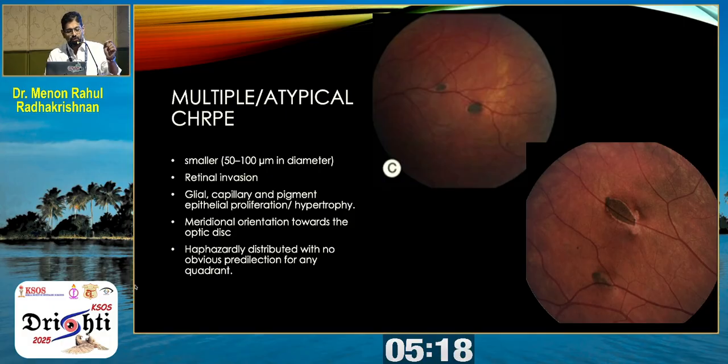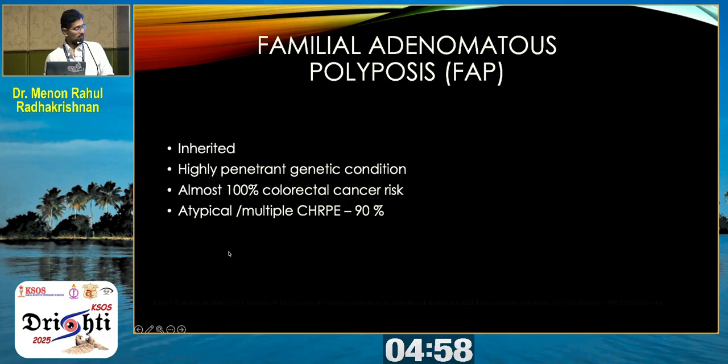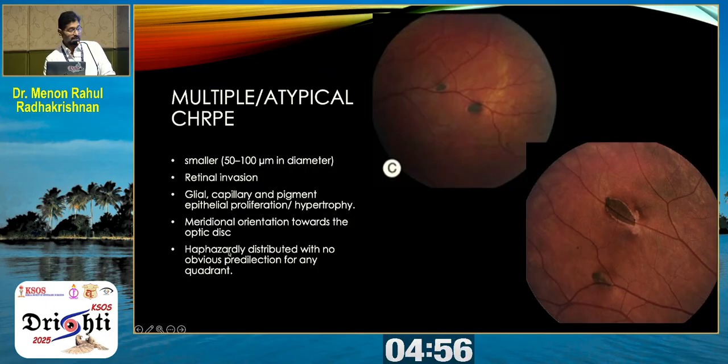These are usually smaller than the solitary as well as the grouped CHRPE, around 50 to 100 microns in diameter. They will have retinal involvement, and you will see glial, capillary, or RPE hypertrophy. Some of them may also appear as a atypical shape, that is a pisciform one, the one at the top down right side of the picture. You can see a pisciform kind of CHRPE, with a meridional orientation towards the optic disc.